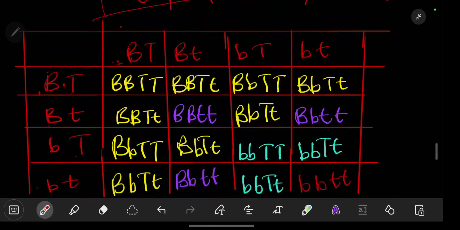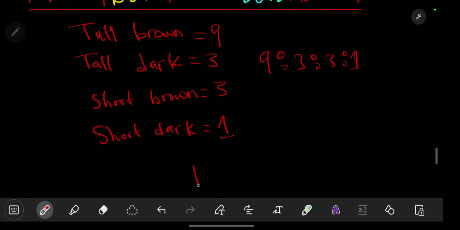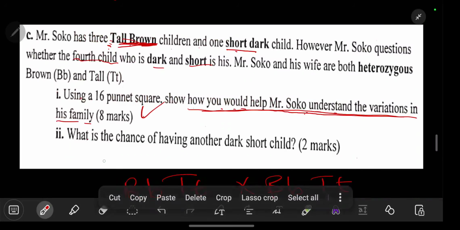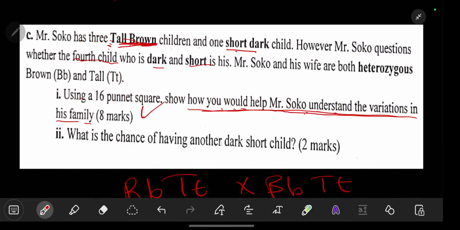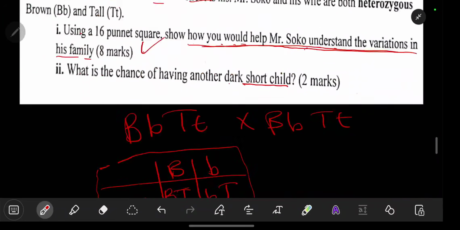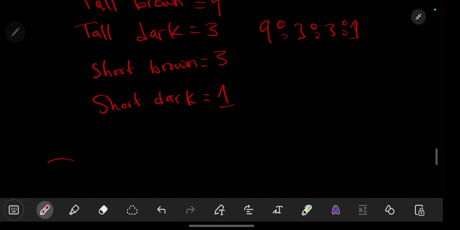So there is a 1 out of 16 chance. Now this one, what is the chance of having another dark short child? So the chance, which is our second part, is equal to 1 out of 16, like that.